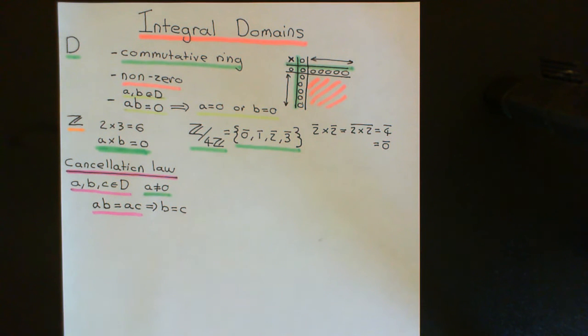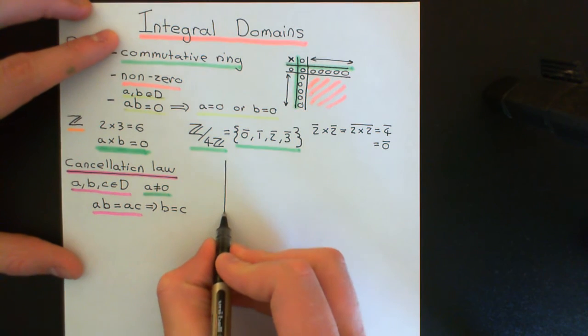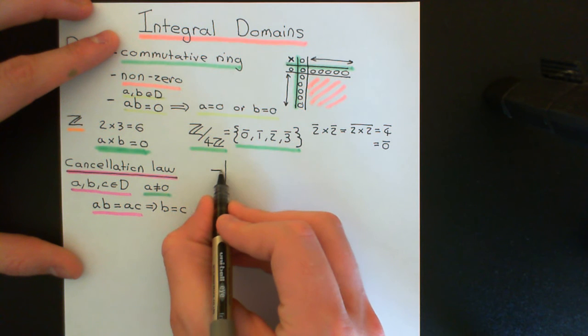But in a general ring, we don't necessarily have a multiplicative inverse for A. So it doesn't imply this. However, in an integral domain, which is a softer condition than being a field, you can conclude this anyway. Now let me just give you a little bit more intuition as to what this actually means.